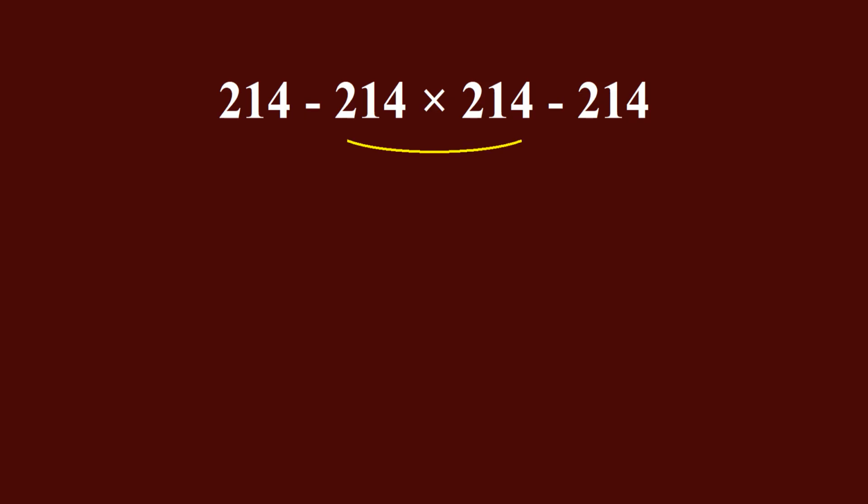214 times 214 equals 45,796. So we have 214 minus 45,796 minus 214, and we have two subtractions.